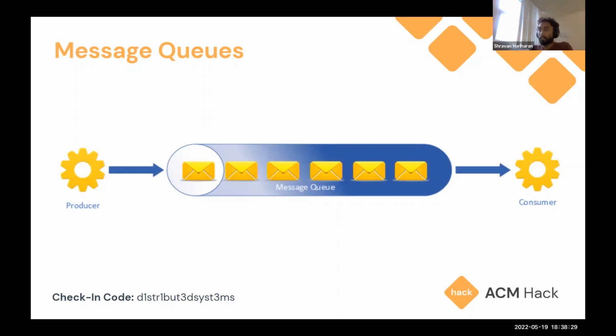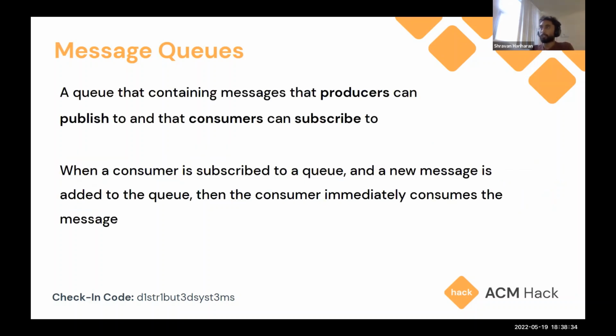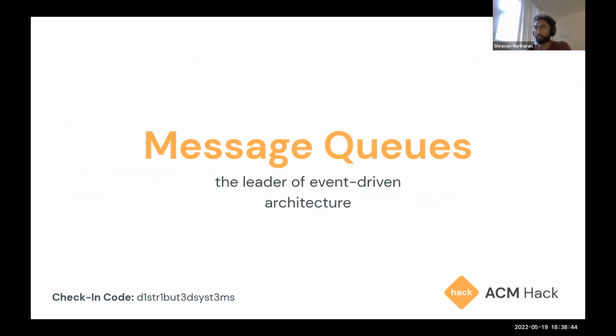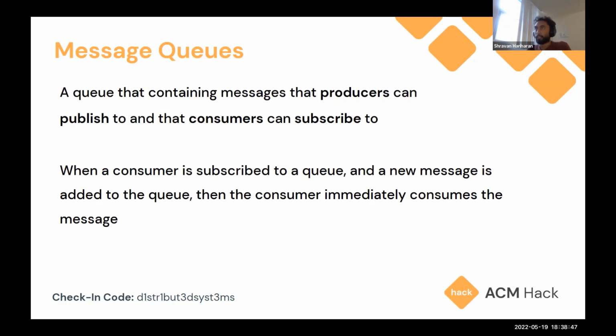So we have a queue, and then we also have two concepts called producers and consumers. Producers are systems that publish messages or events to a queue. And throughout this workshop, messages are the same as events. Like what I just covered, events are equivalent to messages. When I send a message to a queue, that's called publishing a message. And when I consume messages from a queue, that's called subscribing to the message. So when a consumer is subscribed to a queue and a new message is added to the queue, the consumer immediately consumes the message.